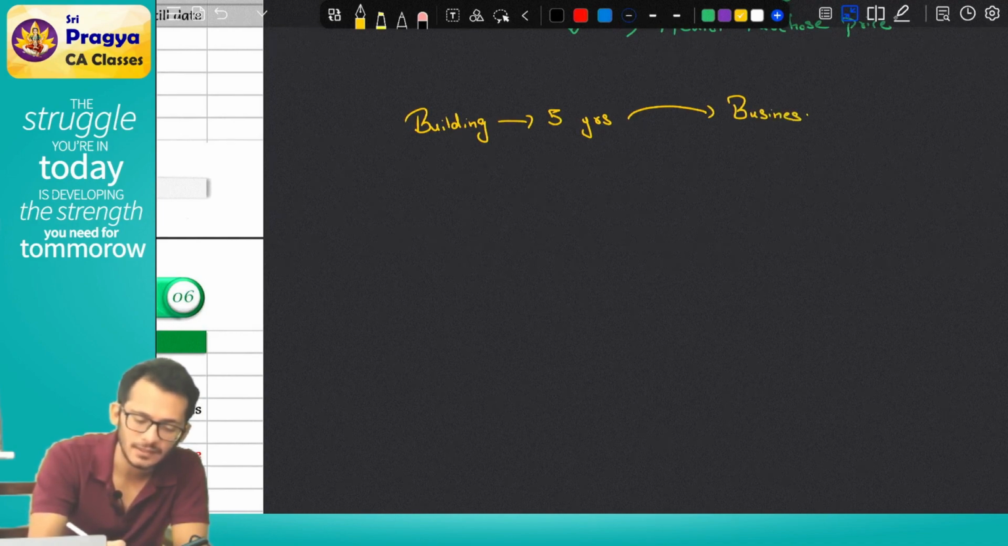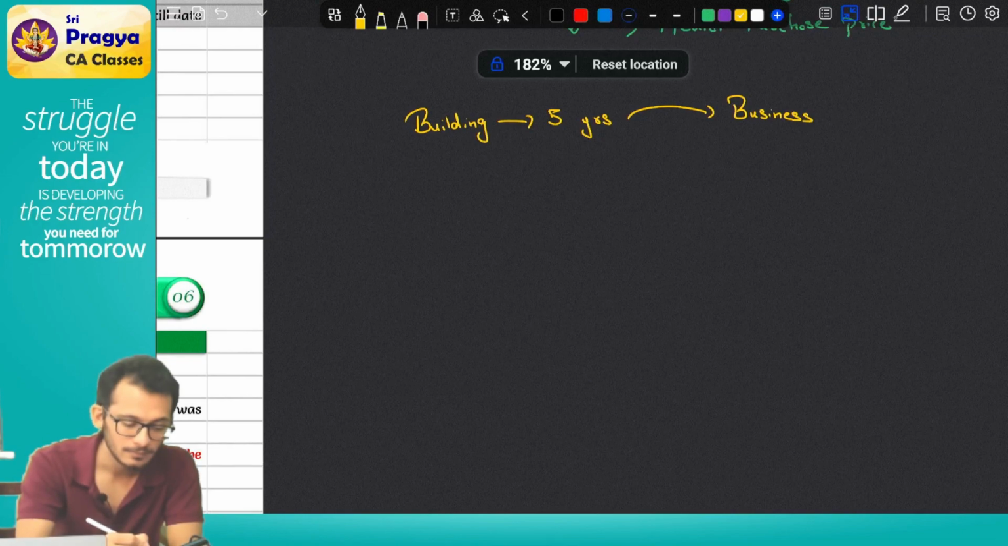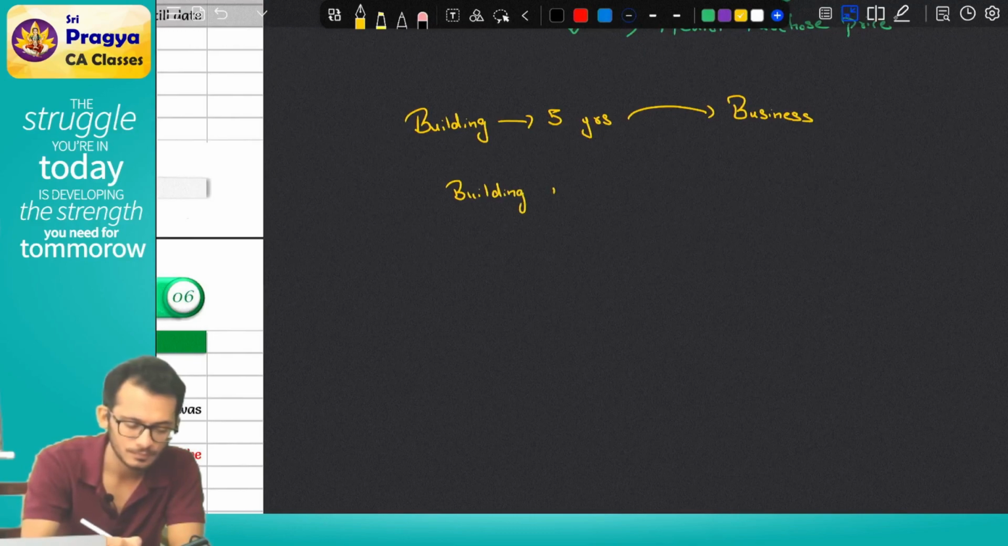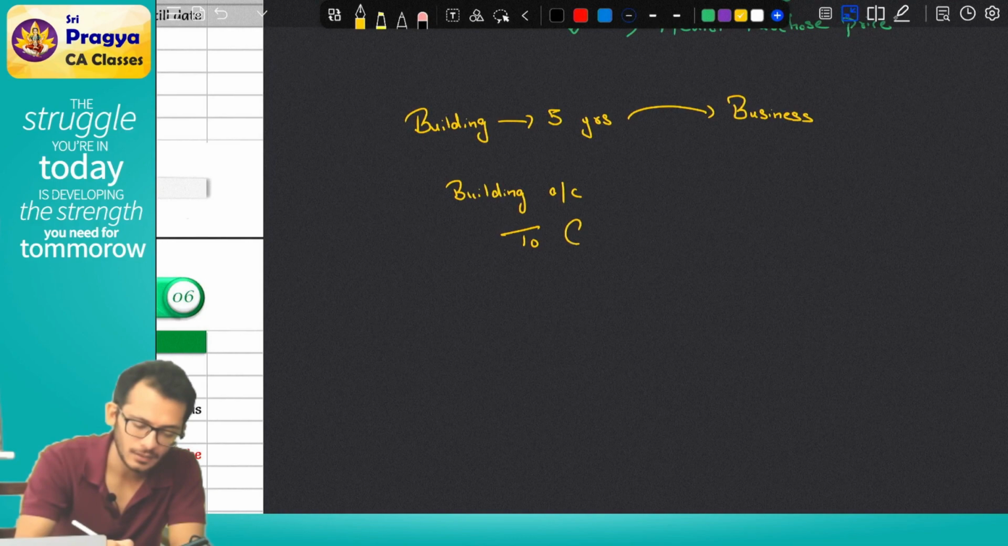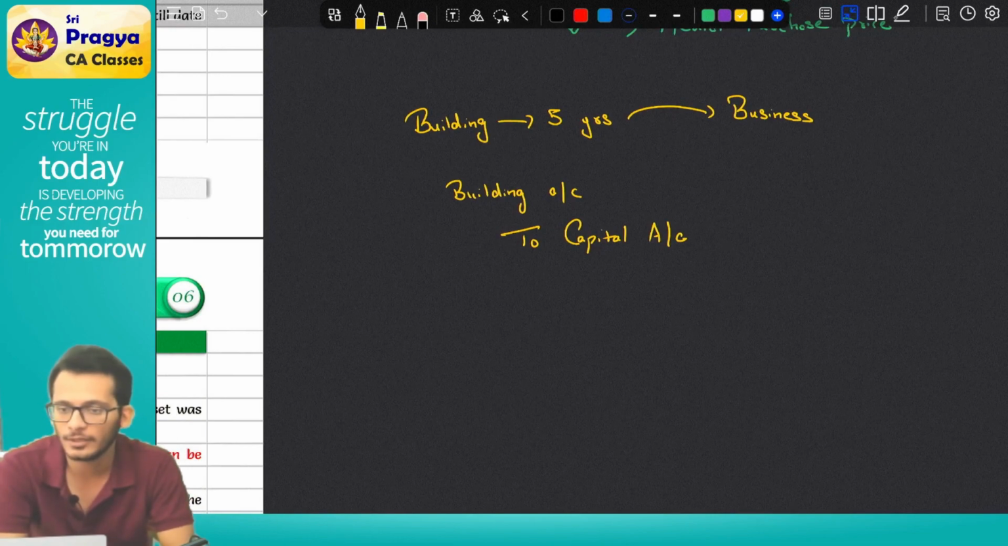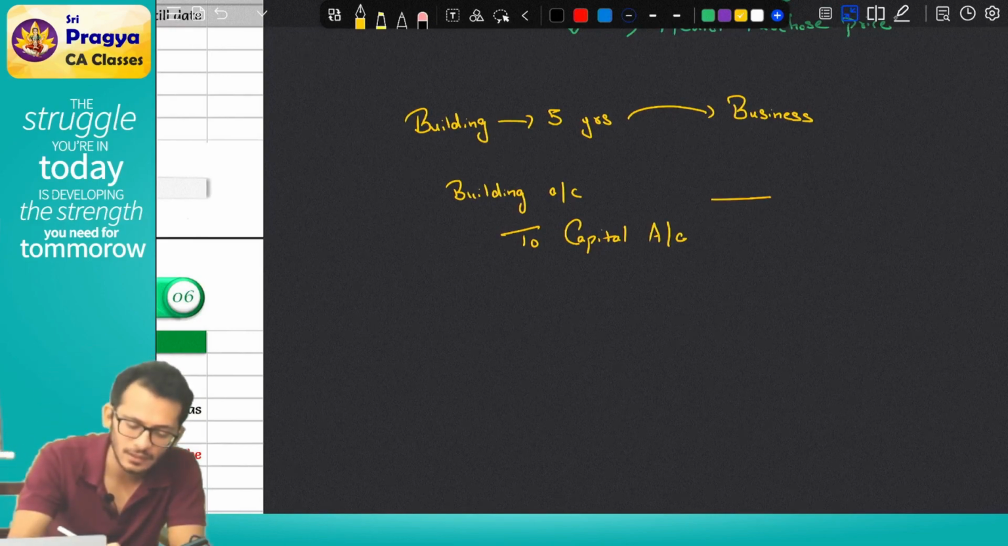What is the entry which I'll pass? My entry will be building account debit to capital account. Yes or no? My personal building I'm bringing into business, it will be called as building account debit to capital account. Now the question which then came is, Rahul, what is this price?